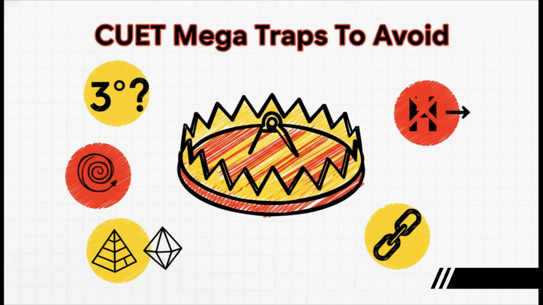Okay, I need your full attention right now. These are the mega traps, the places where students constantly lose easy marks on the CUET. Trap number 1, thinking tertiary amines are always the strongest base. This is only true in the gas phase. In water, other factors come into play, and secondary amines are often stronger.